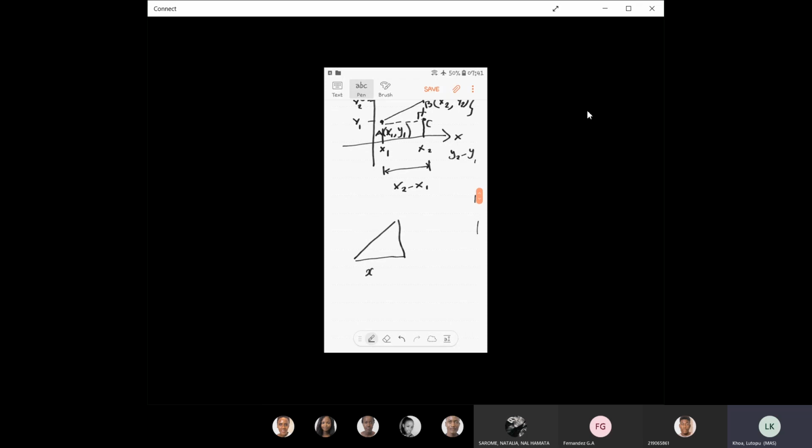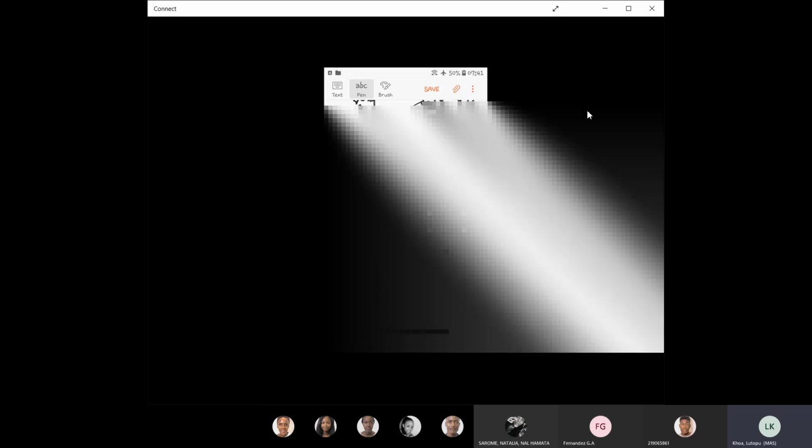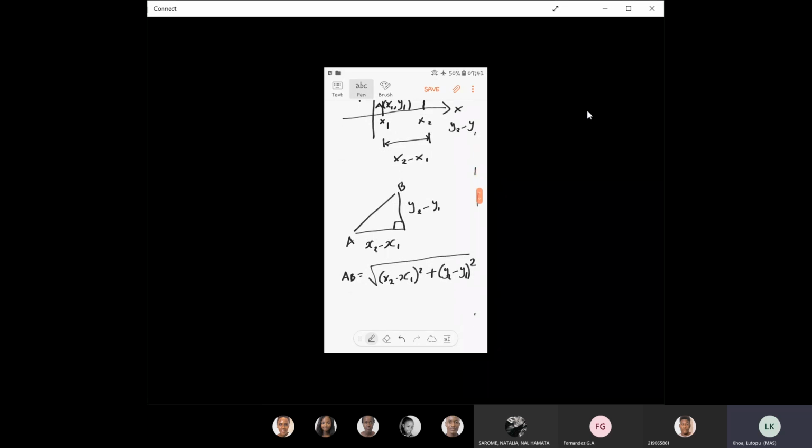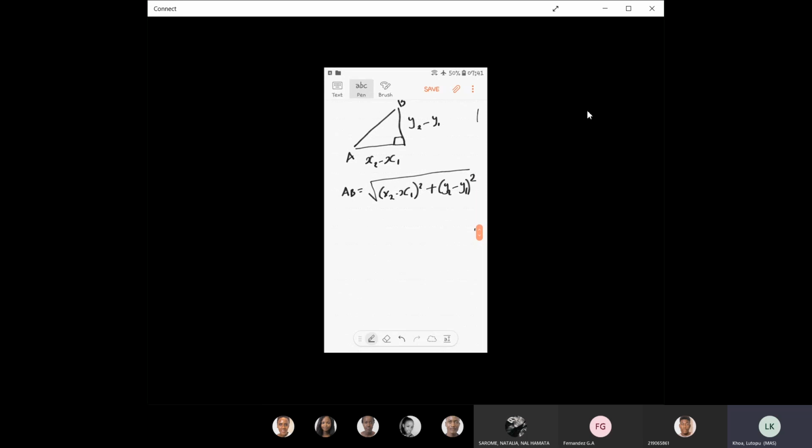So if you look at it, I have a right-angled triangle that looks like this. This side here is x2 minus x1. This one is y2 minus y1. This is right-angled. So if I want to work out the length AB by Pythagoras' theorem, AB is just equal to the square root of x2 minus x1 squared plus y2 minus y1 squared. I'm sure you've seen this formula before, but now you know where it comes from. We use Pythagoras' theorem to derive this formula.